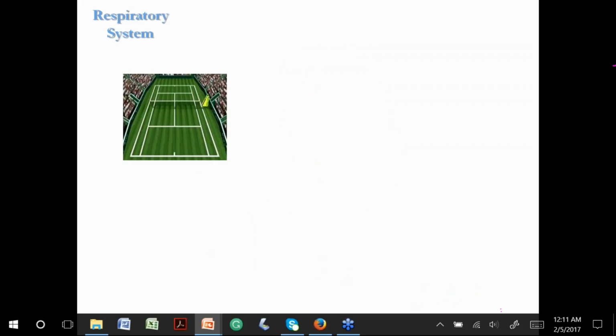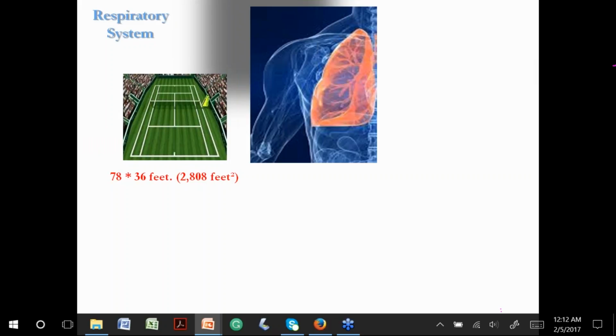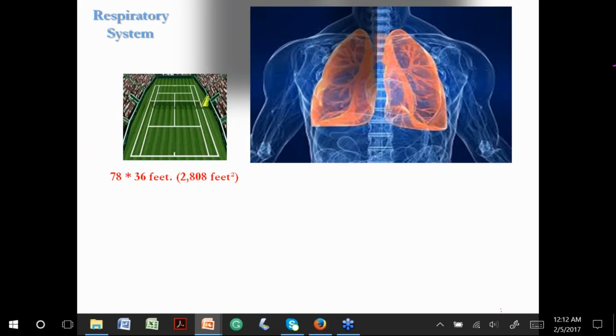If you see here the tennis court, if we expand all the alveoli of the lungs, you will see that you have an area similar to a tennis court. So that is the area where you have all the gas exchange. Another thing, we have two lungs, as you already know.